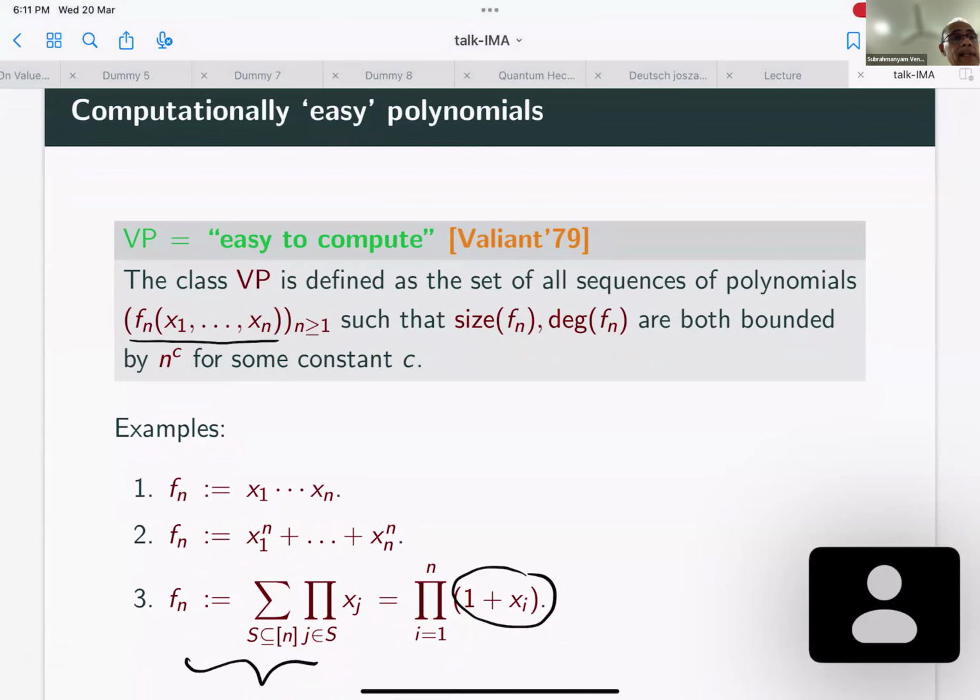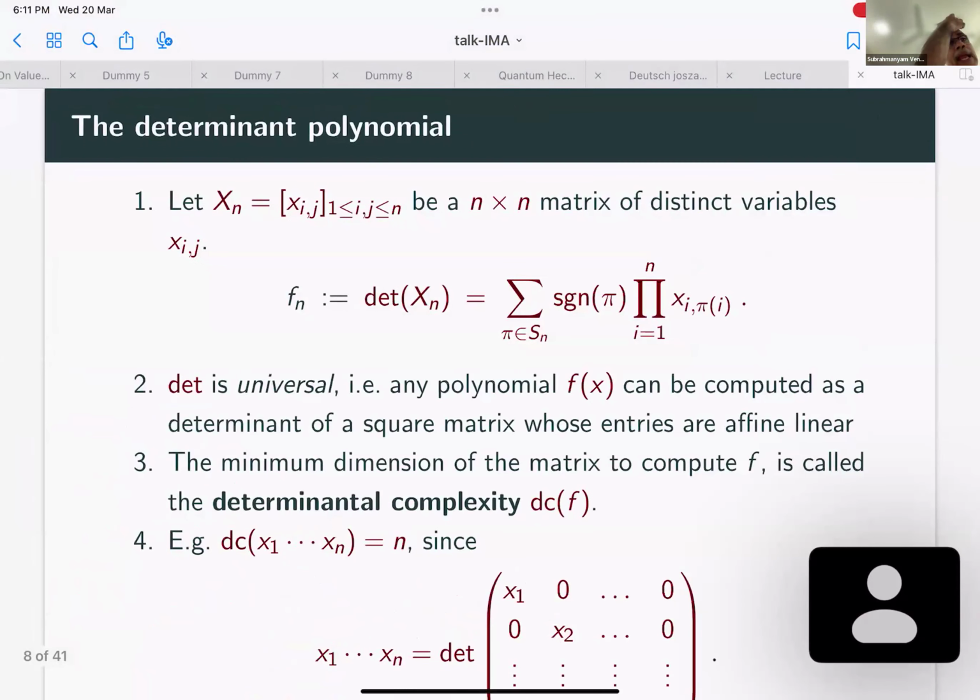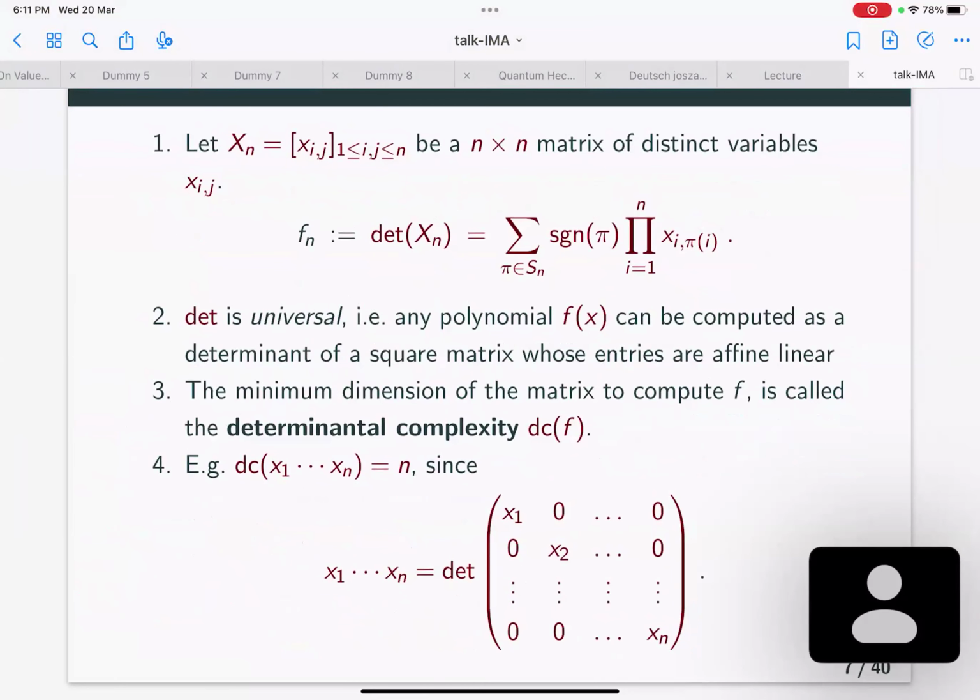So this is our motivation. A question: what is size? Yeah, sure.